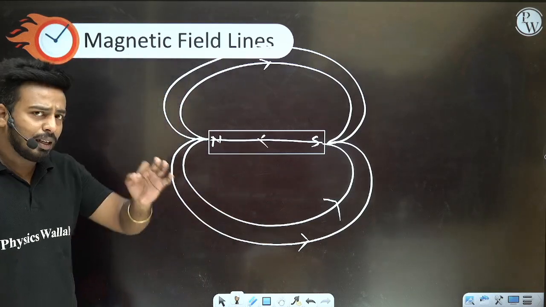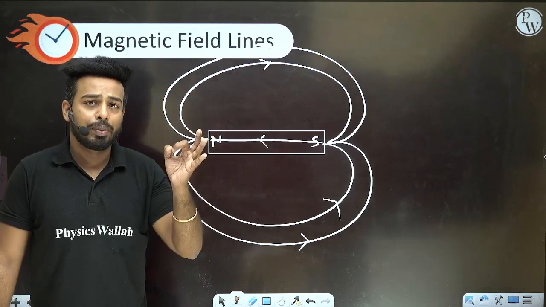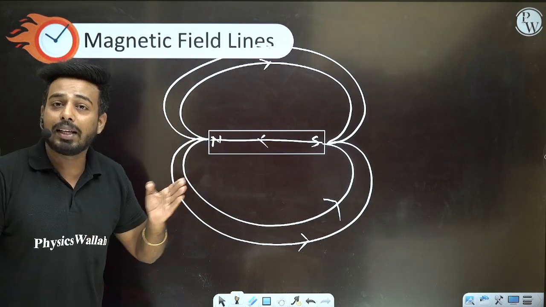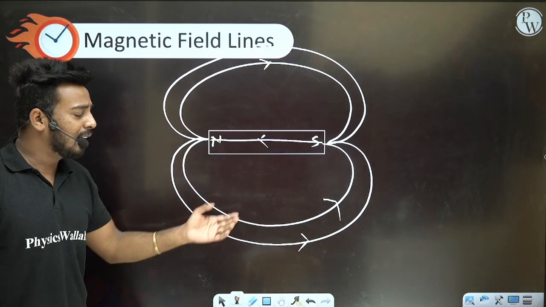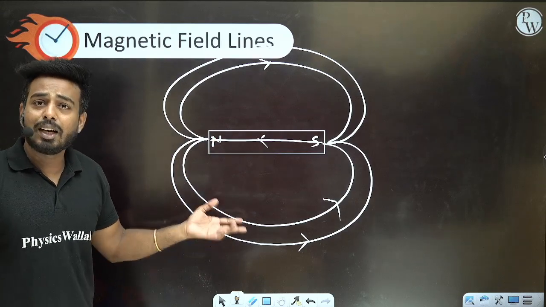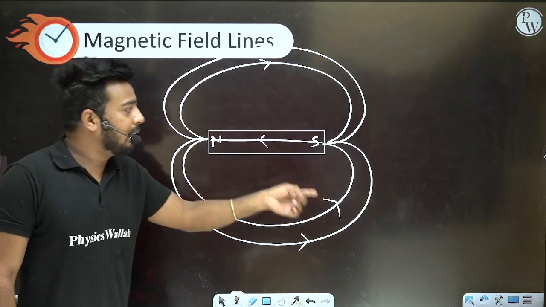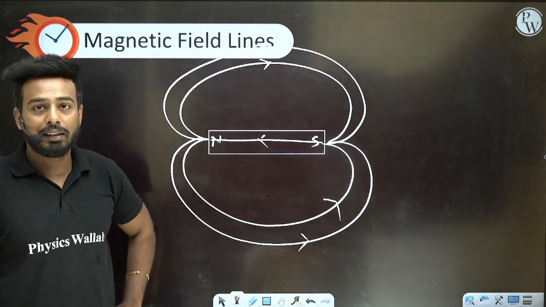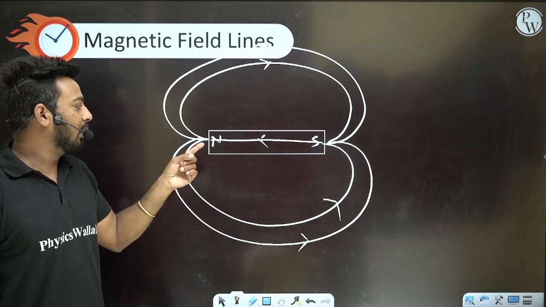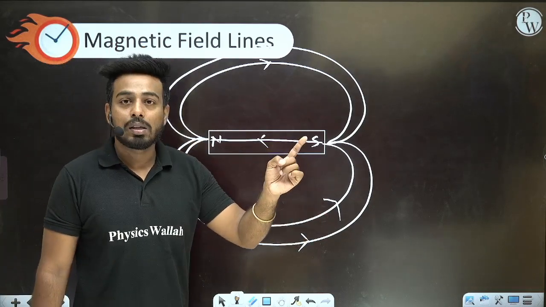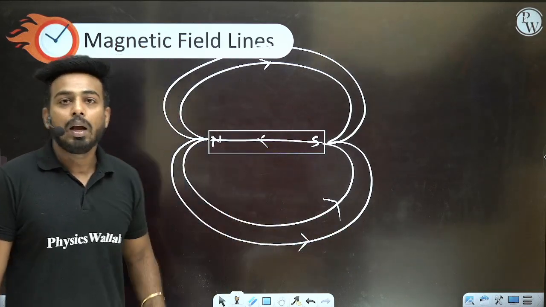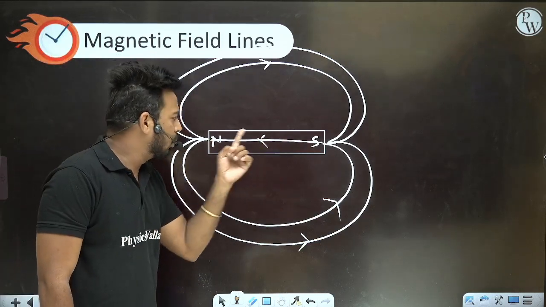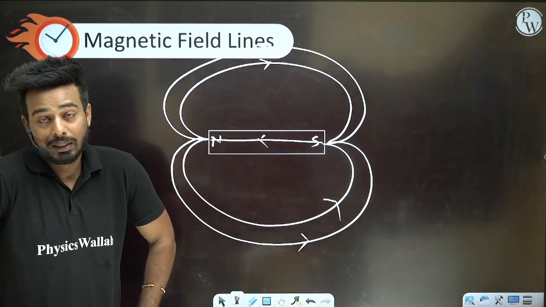By this, there is a new phenomenon which is shown by this diagram. The phenomenon is that a closed curve is made by the magnetic field lines. And what is the direction of the magnetic field line? The direction of the magnetic field line is north to south outside the magnet, but inside the magnet it is south to north. I think the concept is clear.